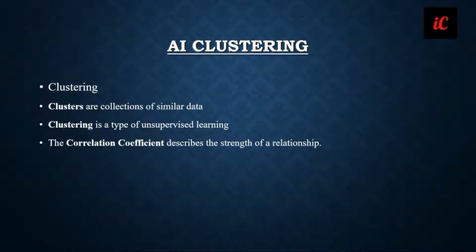Today we are going to study AI clustering. Let's see what it is. Clusters are collections of similar data. Whatever similar data is available, a cluster is the collection of that. So clustering is a type of unsupervised learning.